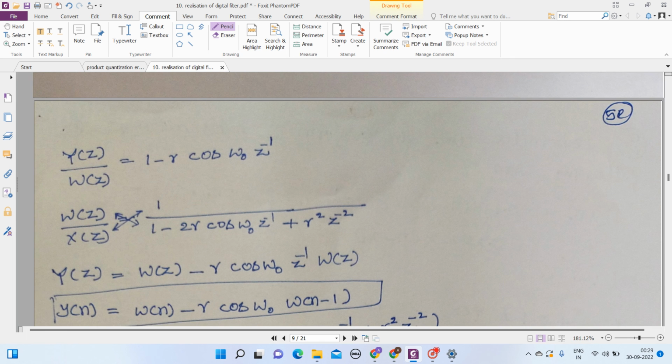I hope you will understand this problem, how to draw the structure. The shortcut ideas, I think you are able to understand. It might be very useful for your exam. If you don't have time, you can apply this shortcut.